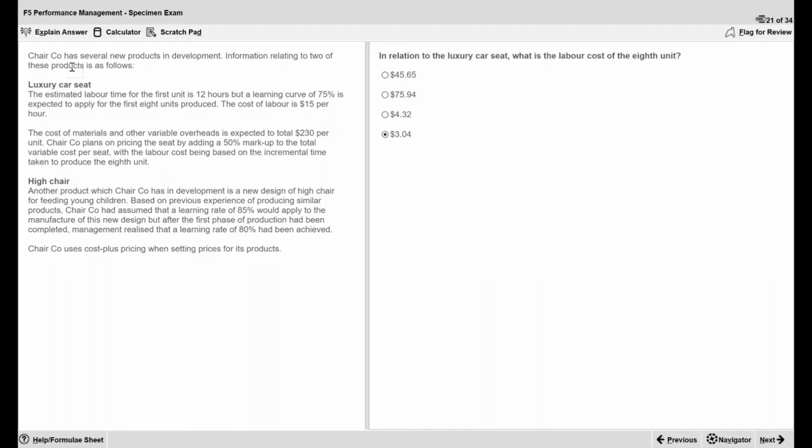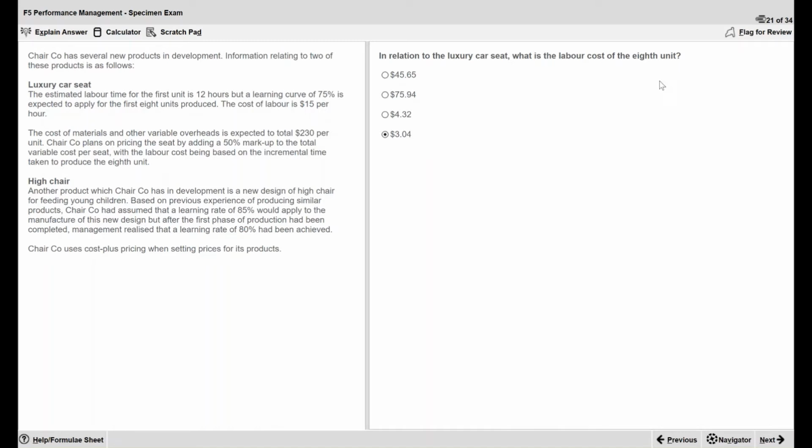High chair, another product which Cherco has in development, is a new design of high chair for feeding young children. Based on previous experience of producing similar products, Cherco had assumed that a learning rate of 85% would apply to the manufacturing of this new design, but after the first phase of production had been completed, management realized that a learning rate of 80% had been achieved. Cherco uses cost plus pricing when setting budgets for its products.